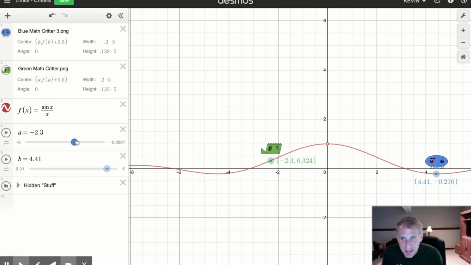So as we approach 0 from the left side with this green math critter, you can see the y values, the f of x values, are getting closer and closer to 1. So that when we're really, really close here, we're at 0.993, 0.999, and it's so close to 1 here that it's just saying that it's 1. Okay. The same thing's going on as we approach from the right side.